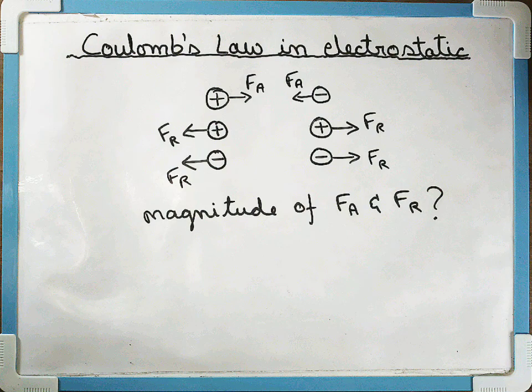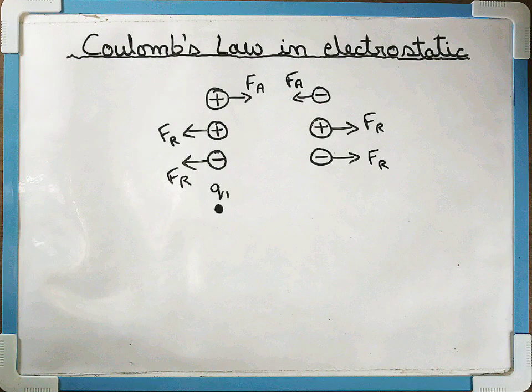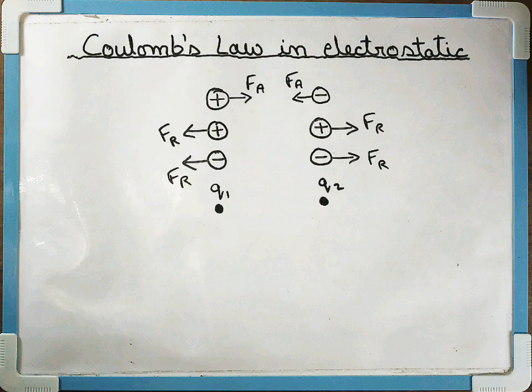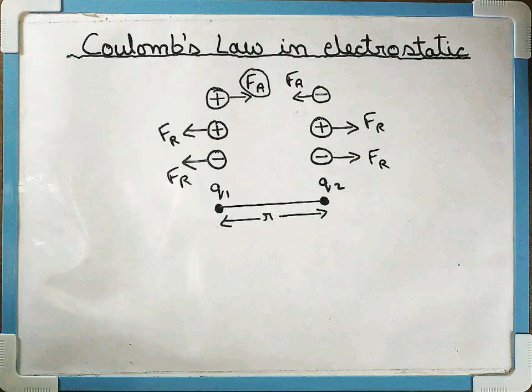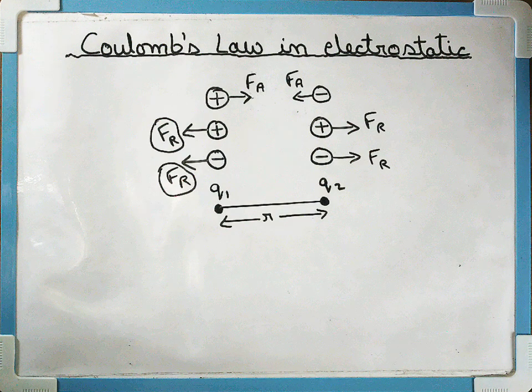So if we have a point charge Q1 placed here and another point charge Q2 placed here, separated by distance say r, then depending upon the nature of the charge, these two charges will experience a force of attraction or repulsion. And Coulomb's law will give us the magnitude of this force.